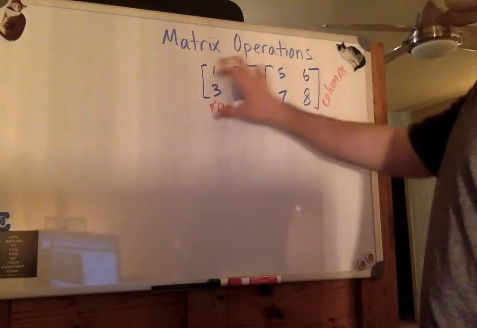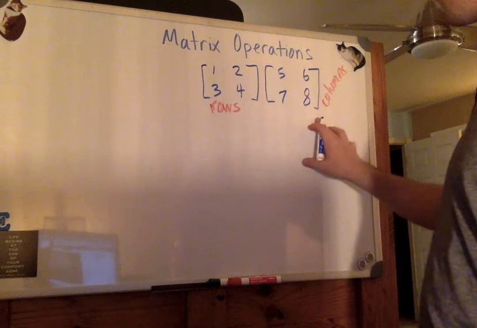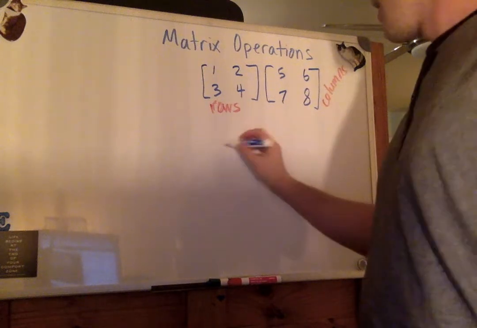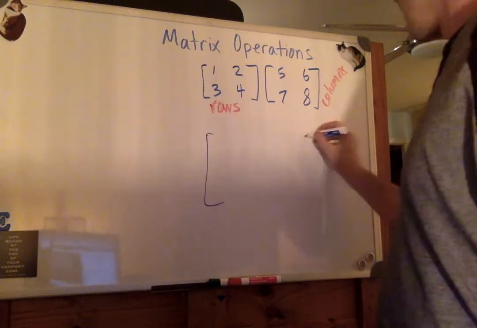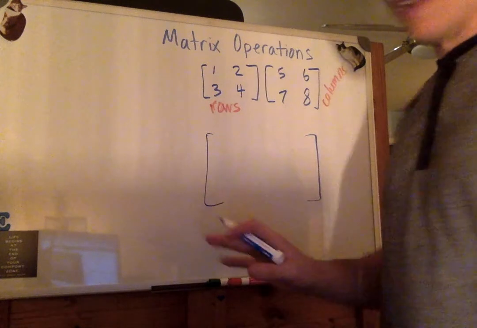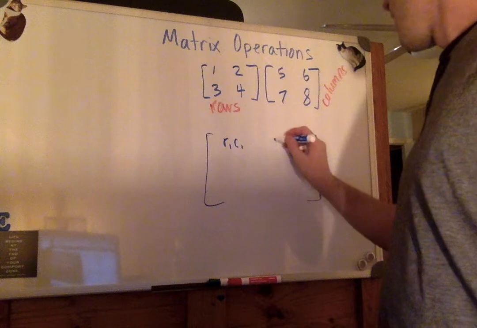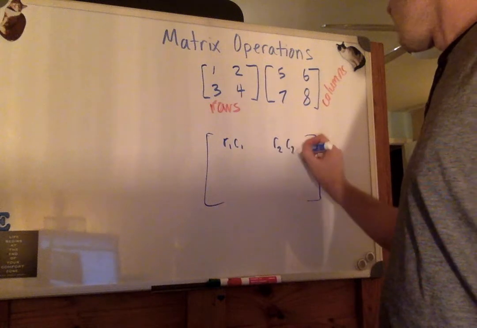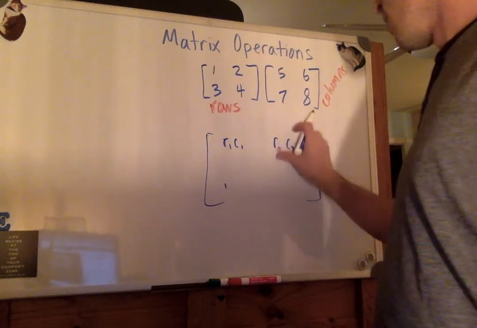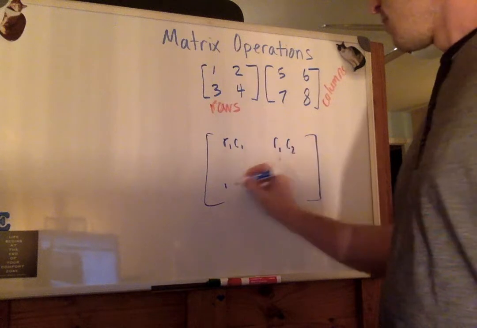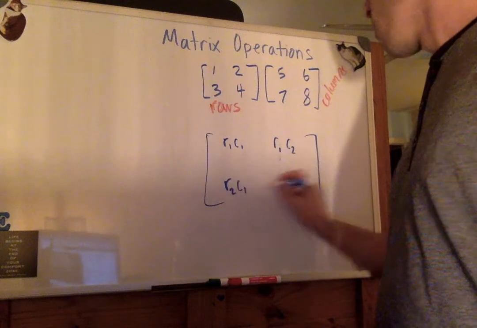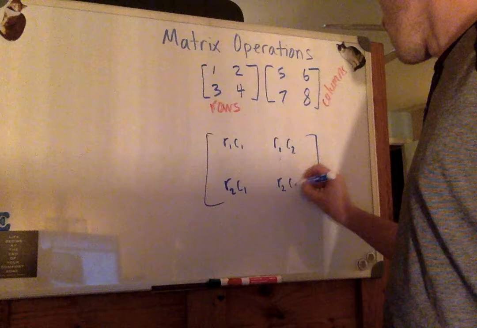We said a moment ago that this is in charge of rows and this is in charge of columns, which means that if you think about your resultant matrix, and I'm going to draw it huge just so we have lots of room, this is row 1, column 1. This is row 1, column 2, excuse me. This is row 2, column 1, and this is row 2, column 2.